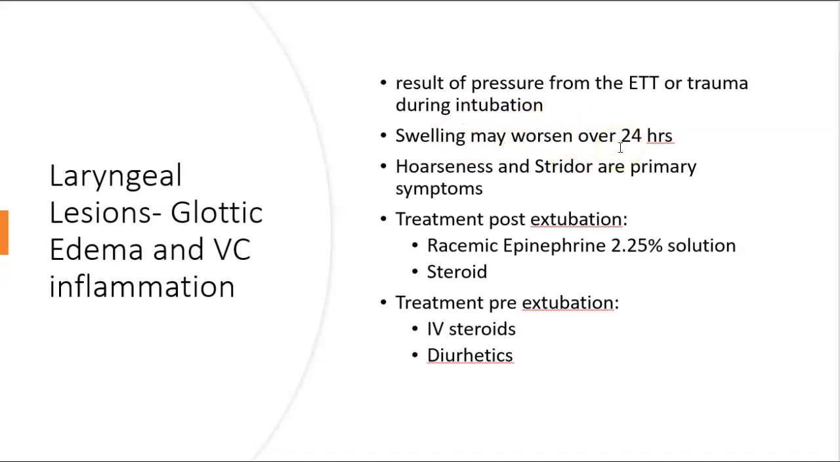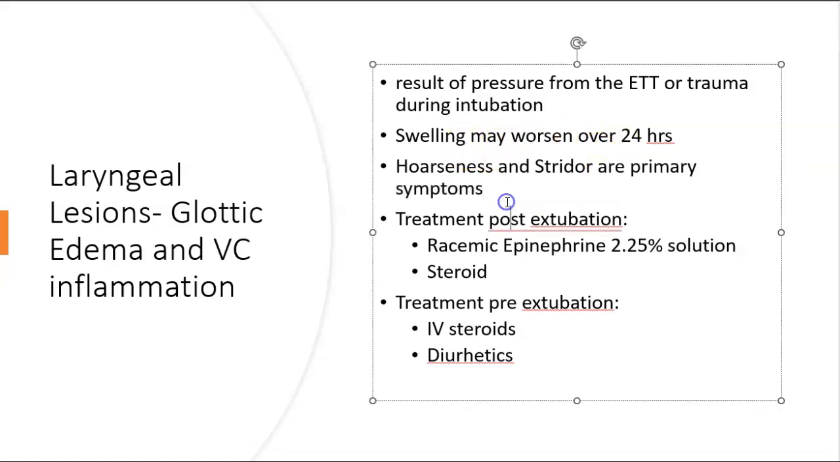Swelling is going to get worse over 24 hours. So after I take the tube out, a little swelling might be there, but as that airway's been out, it can worsen. So this is something that we want to stay on top of. If we suspect this, we want to monitor these patients pretty carefully. Typically hoarseness and stridor are going to be the primary symptoms, meaning that's going to be our quick way of identifying this.